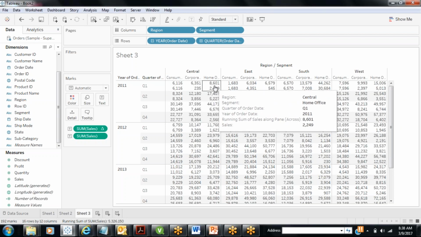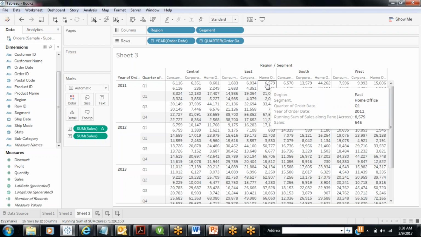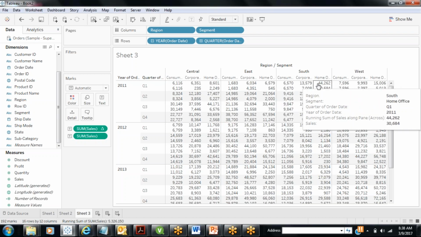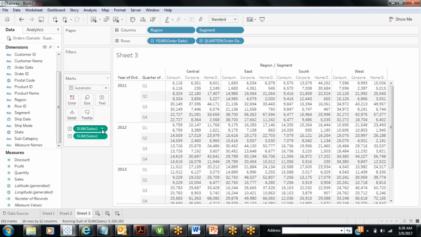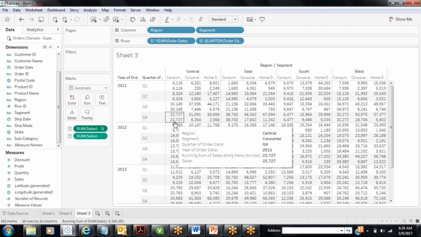So at the end of this, we see how much the central performed for 2011 quarter 1. At the end of this, how much the east performed for the year 2011. And at the end of the quarter, the south segment; all the segments put together, how much they performed. So these are the inference values you will get. And you can change this to pane down. Now I want to see the consumer for all the quarters of 2011, how much they performed.